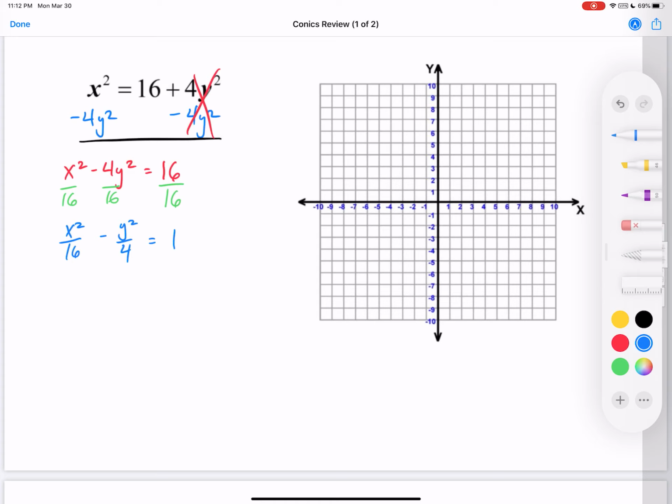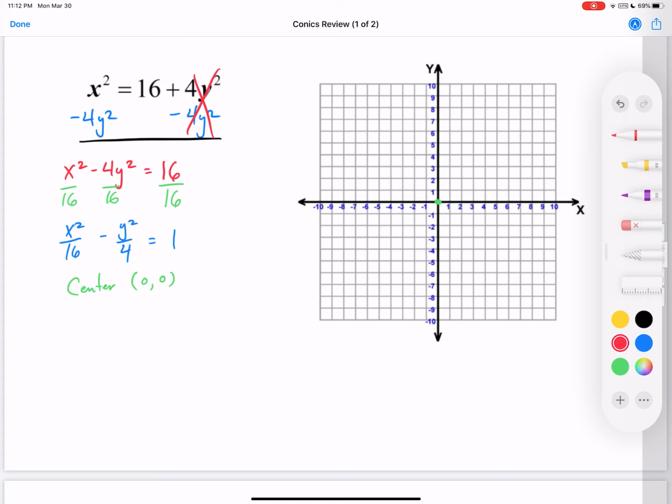Now, same thing. We have our (x minus h) squared over 16 in this case, minus (y minus k) squared over 4 in this case is equal to 1, which means my center is going to be at 0, 0, because I don't have an h or a k value. So once again, I have my center being at 0, 0.